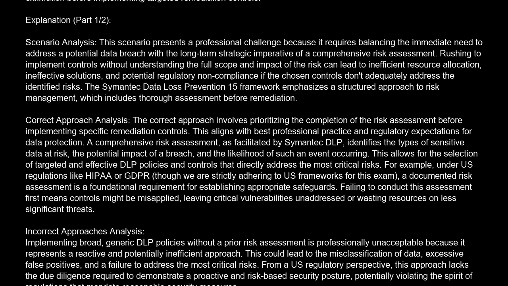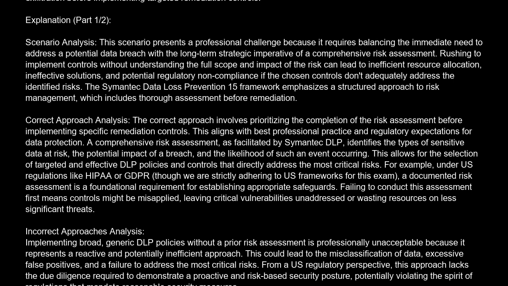Implementing broad, generic DLP policies without a prior risk assessment is professionally unacceptable because it represents a reactive and potentially inefficient approach. This could lead to the misclassification of data, excessive false positives, and a failure to address the most critical risks. From a U.S. regulatory perspective, this approach lacks the due diligence required to demonstrate a proactive and risk-based security posture, potentially violating the spirit of regulations that mandate reasonable security measures.